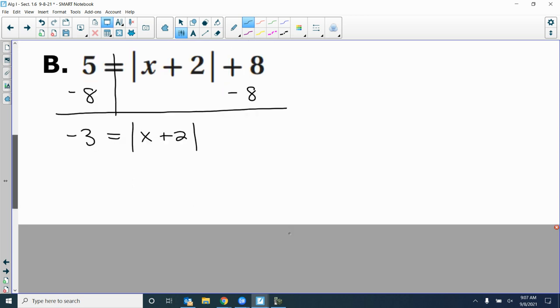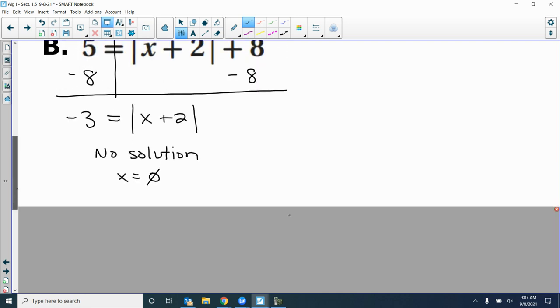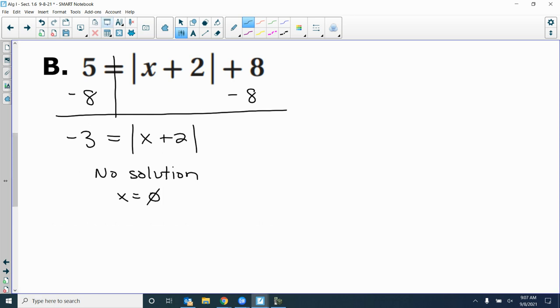You just can't go through here mindlessly and keep going and break it into two cases, because it'll give you two answers, but when you go to check them, they will not work. So no solution. Sometimes you'll see no solution written as this, which is called the empty set. So I just want to make sure you see that. No solution for that. So you got to be careful there.